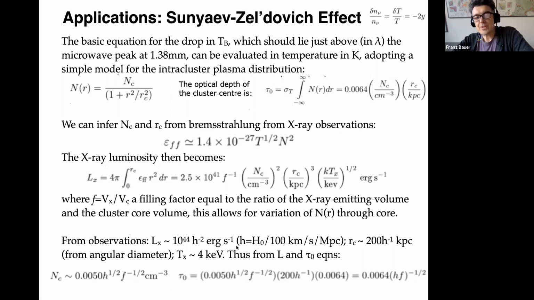And so we have typically a relatively rich cluster will have an X-ray luminosity of 10 to the 44, and have a cluster radius of about 200 kiloparsecs. And the temperature will be around 4 keV. And so from these, we can estimate what the core density is, which is roughly related to this with this filling factor here. We can estimate what tau is, and it's roughly related to this.